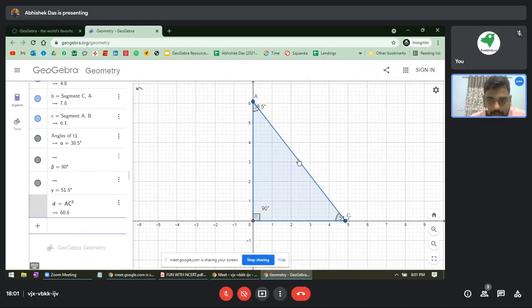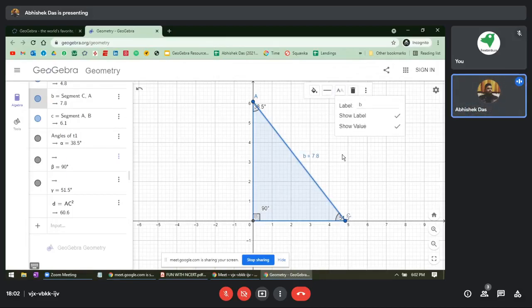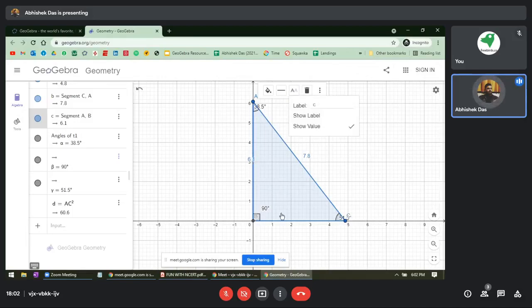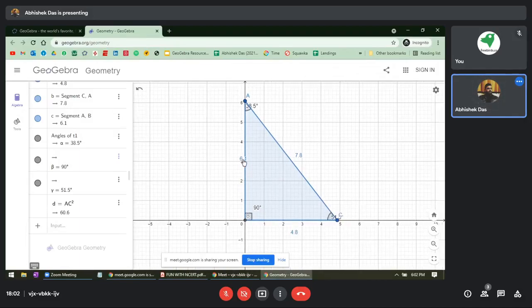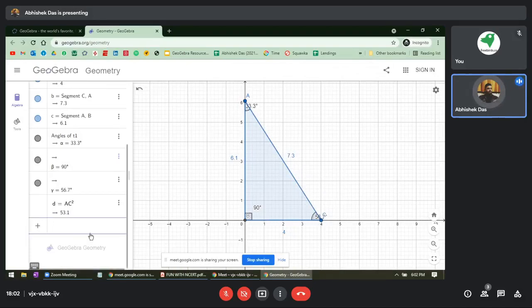Okay. Let me just show the length of this line. So length is 7.8. Let's figure out the length for this one. It is 6.1, and for this one it is 4.8. As you move the point, you can see the value of the length is changing. Right? Now let's figure out what is AB square plus BC square.